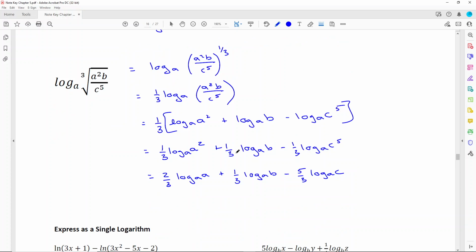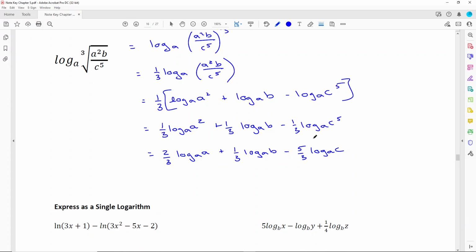Sweet, am I done? So what you want to check is, can you simplify anything? Well, hopefully you see this guy, log to the base a of a. A to what exponent is a? 1. So this would be 2/3 times 1 plus 1/3 log to the base a of b minus 5/3 log to the base a of c. And because none of these are like terms, it's 2/3 times 1, and then 1/3 times log to base a of b, and then 5/3 times log to base a of c. None of these are like terms, I'm done. That's as far as I can go.